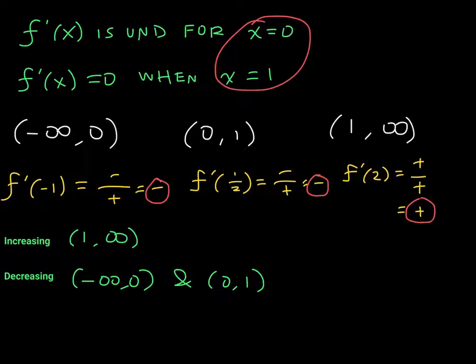Now, do we have a maximum or a minimum? Well, the derivative goes from negative to positive. That means it's decreasing and then it's increasing. So I hope that visual helps you. We have found a minimum. If f prime goes from negative to positive, that means we have found a minimum. The minimum is located at x equal to 1.